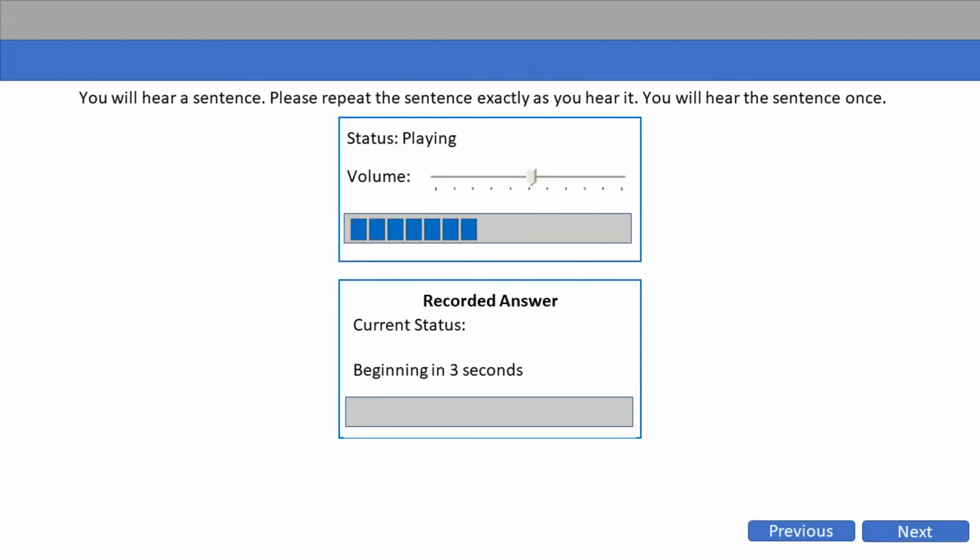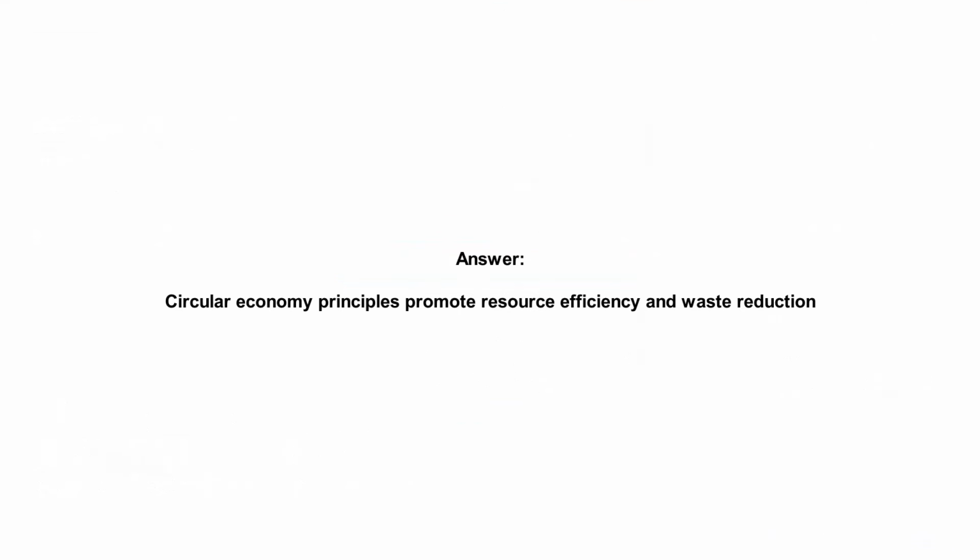Circular economy principles promote resource efficiency and waste reduction.